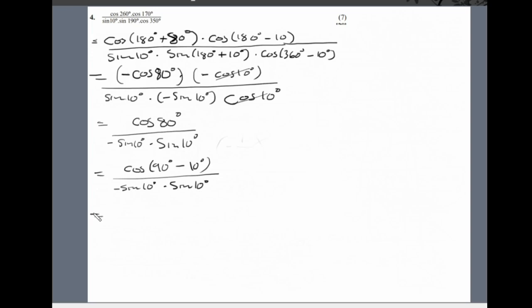Cos (90 minus 10) is in the first quadrant, and in the first quadrant cos is positive, but then 90 minus is a co-function of sine, so this will be the same as saying sine 10. We have spoken about co-functions, I hope you can follow. So the denominator is still minus sine 10 times sine 10. So sine 10 and sine 10 will cancel, we remain with minus 1 over sine 10, and then you get your 7 marks. So yeah, we will end it here with this video.